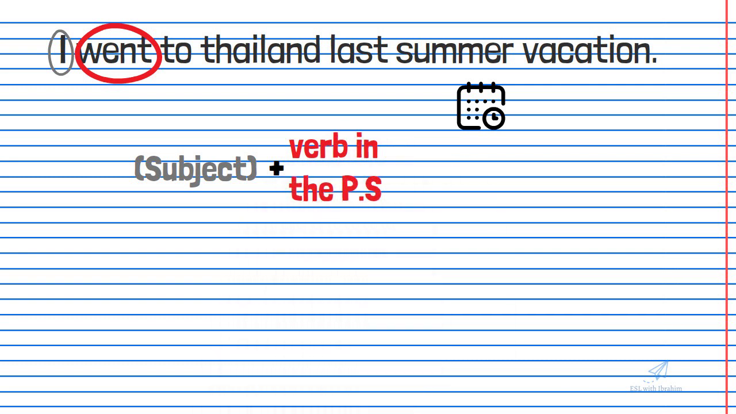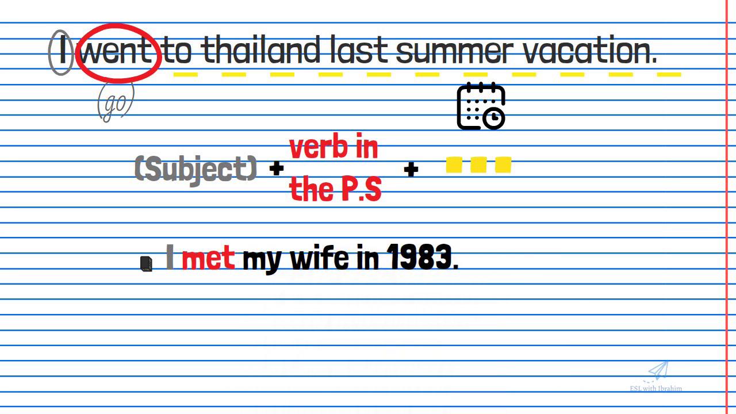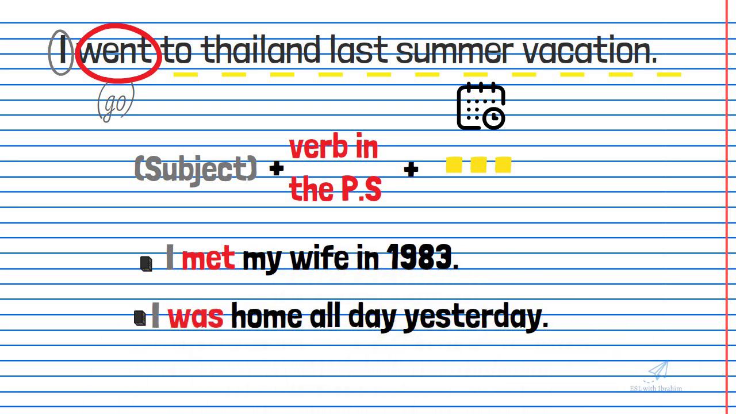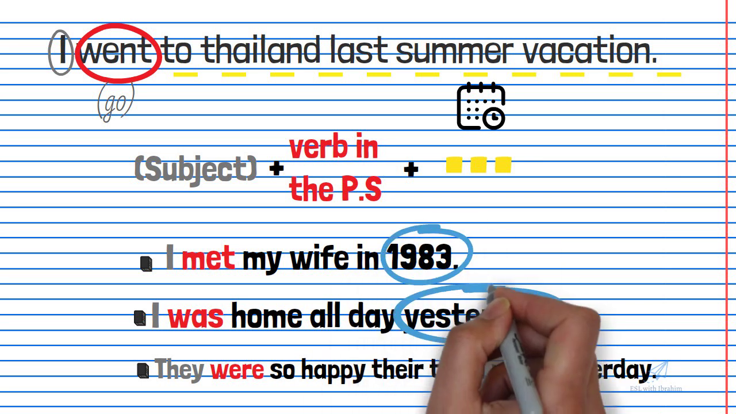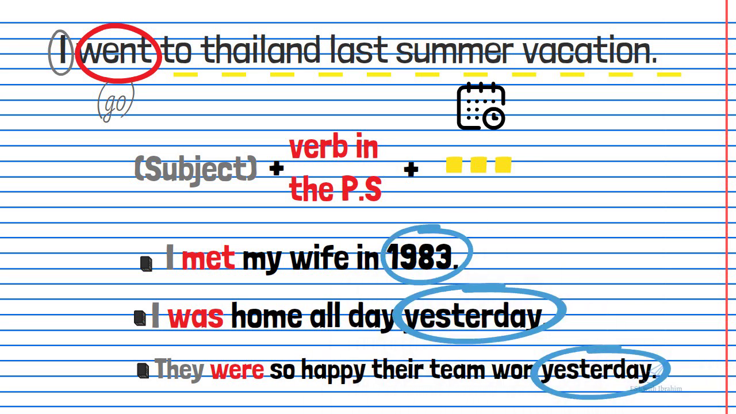And like I mentioned in the previous lesson, this is the past simple form of the irregular verb go. Plus the rest of the sentence. Could be a noun, adjective, adverbs, or anything. Let's look at some examples. Notice that in all of these examples, we know when the action or event happened.